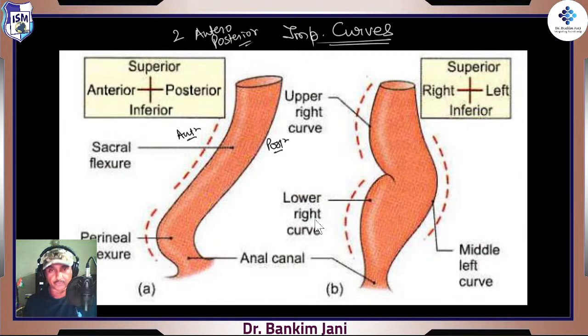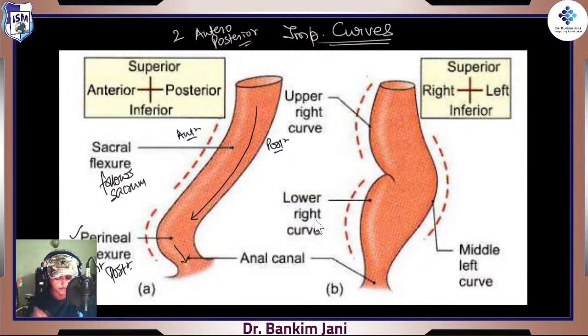On the back side there would be the sacrum, true? So that's the sacral curve, and it follows the sacrum. Obviously it would follow the sacrum because there is no other structure behind it, it is just resting on it. And then this second one is called the perineal flexure. It is bent posteriorly, and that is what forms the anorectal angle.